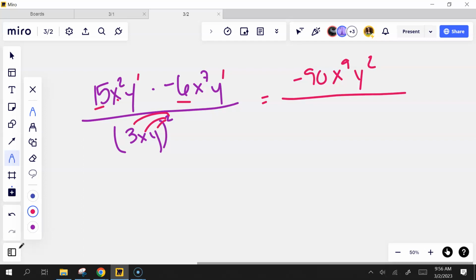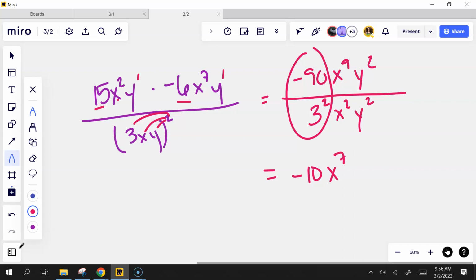On the bottom, I'll go ahead and take this to everybody: 3 squared x squared y squared. This is really negative 90 divided by what? 9. What's negative 90 divided by 9? Negative 10. That's exactly right. 9 minus 2 is 7, and 2 minus 2 is 0, and that cancels.